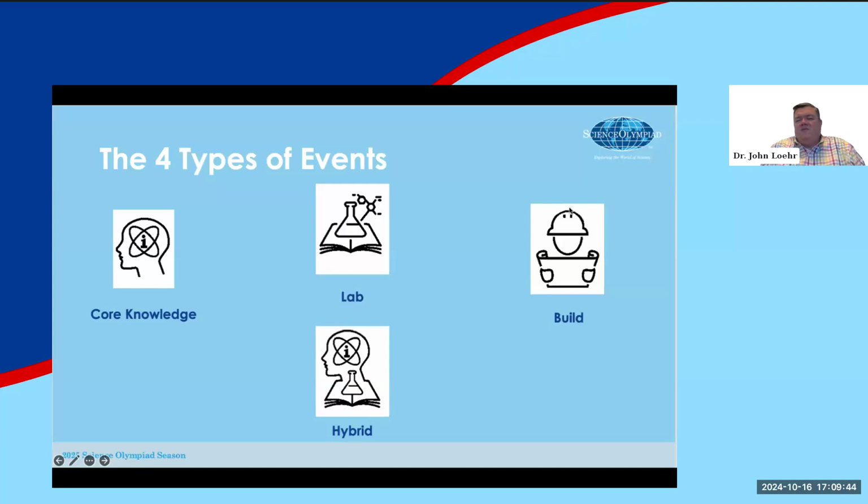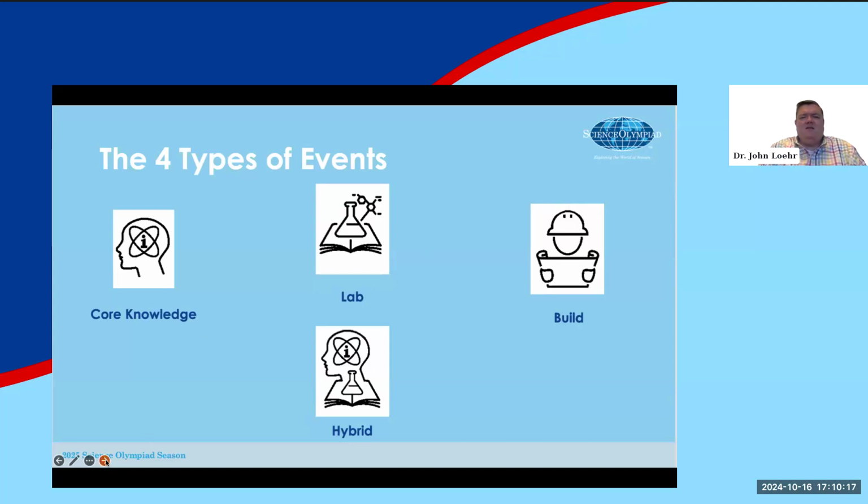And then the 4th type of event, right, are the hybrid events. And these are events where we take elements of 2 of the 3 I've just talked about. Sometimes it's elements of all 3, right, and bring them together in a single event. Great examples of that this year are optics, wind power, and material science. Chem lab, depending upon how the event is held, could also be considered a hybrid event too.